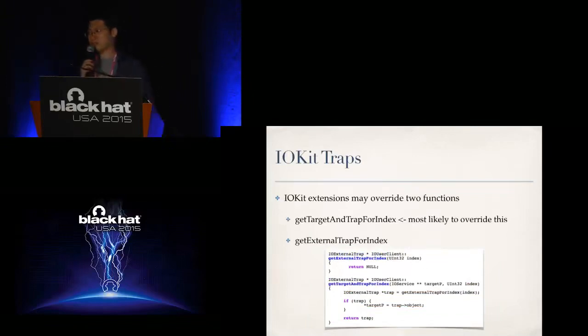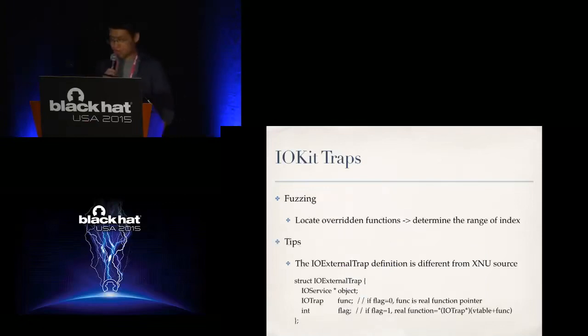If some IOKit extension wants to provide this feature, it may override 2 functions, but if you look inside, you will see that most drivers choose to override the getTargetAndTrapForIndex function. So how do we fuzz this part? First, locate all the overridden functions, and in those functions you can determine the range of the index. Then you can do the fuzz. Because there's no size check, you can just pass 6 parameters.